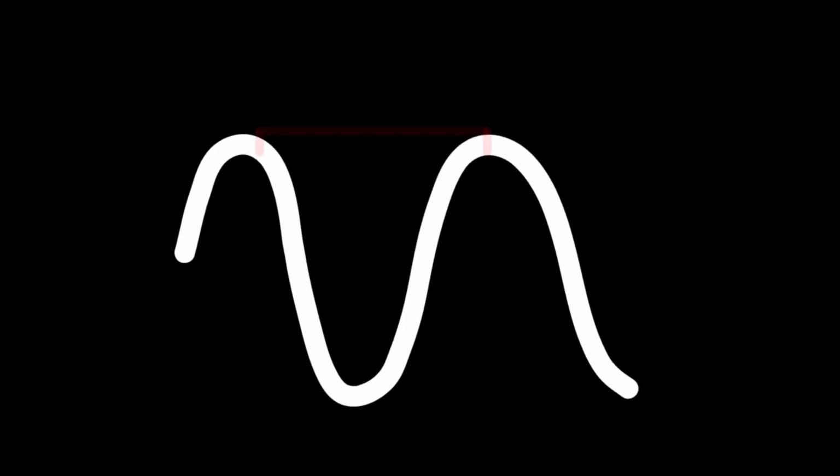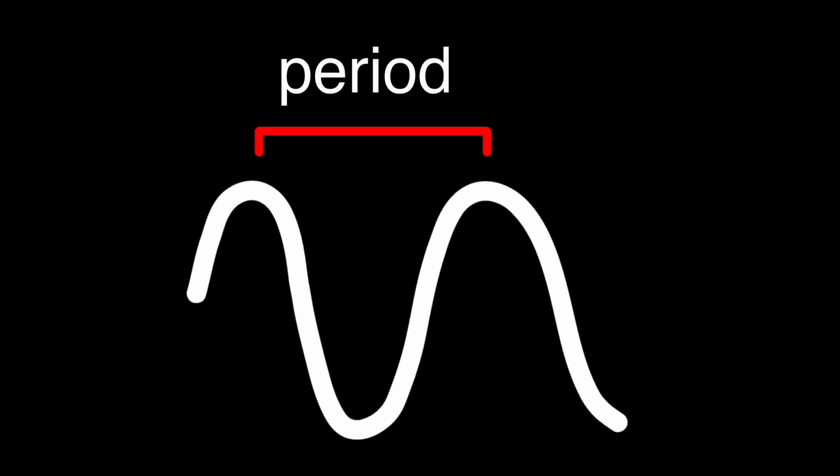Scientists obtain information about periodic functions by measuring different characteristics of the wave. The first one is period. That is how long it takes to get from one peak of the graph to the next. Listen to how the sound of this graph starts high, goes low, and then goes high again. The time between the two high points is the period.